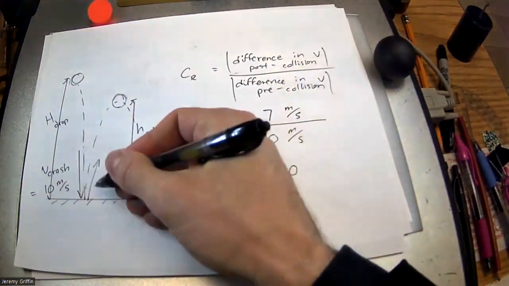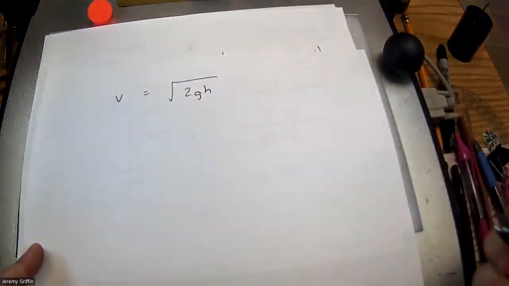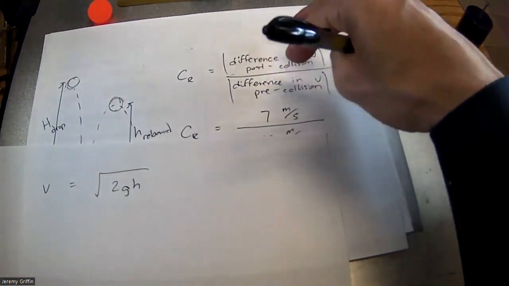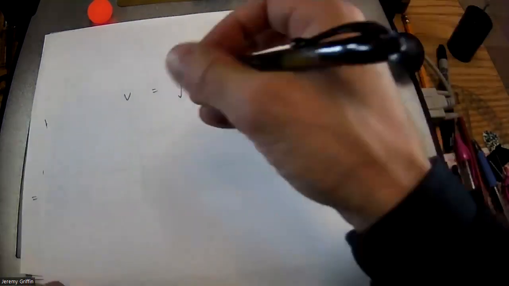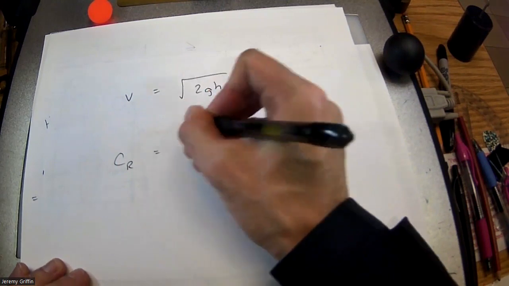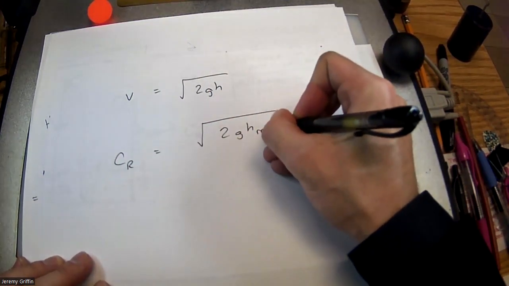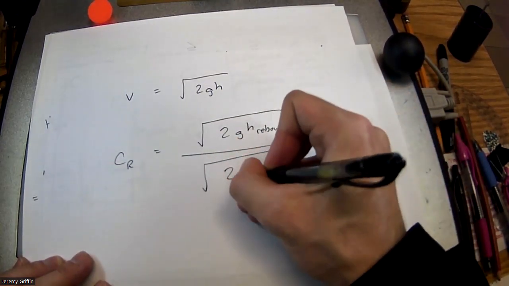Or you might remember from conservation of energy. If you go from potential energy to kinetic energy, it's the same thing, which is that V is going to be the square root of 2GH. Now that's true in general. Well, for coefficient of restitution, we're interested in the ratios of these differences in velocities, and before we're just treating it as having a velocity of 0, then I can say coefficient of restitution is the same thing as square root 2GH rebound compared to square root 2GH drop.